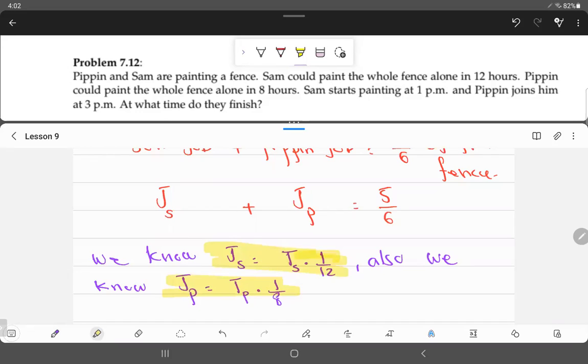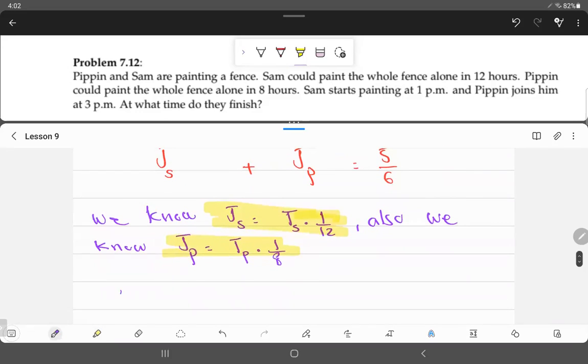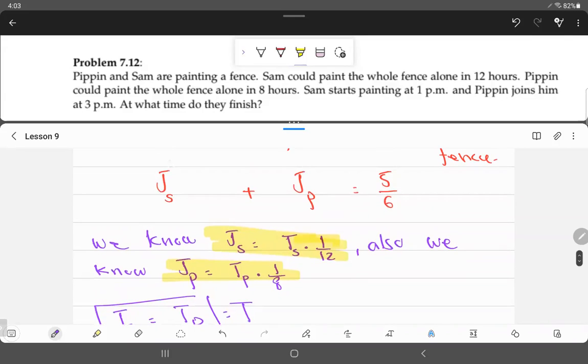What is the relation now between TS and TP? They have to be equal. So I'm going to call them T. Why? Because they're going to finish at the same time, right? So TS and TP are equal to each other. I'm going to call them T, the time, because we're looking for the time when both of them are going to finish.